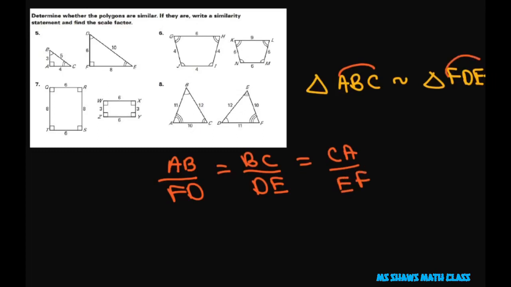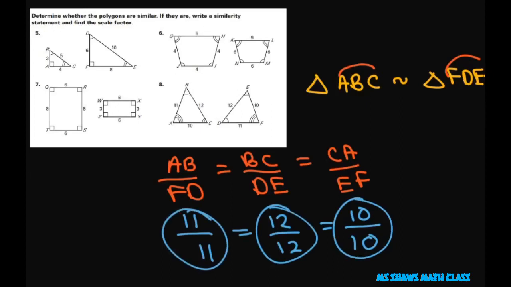Now, if they're similar, they have the same scale factor. So let's fill everything else in. BC is 12, and DE is 12. This should have been 11. Sorry about that. And CA is 10, and EF is 10. So if you reduce all of these, you get 1 equals 1 equals 1. Therefore, 1 is your scale factor.